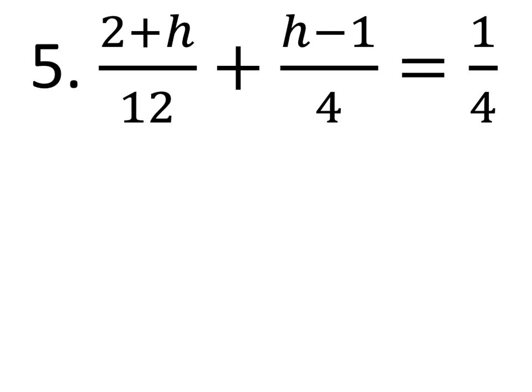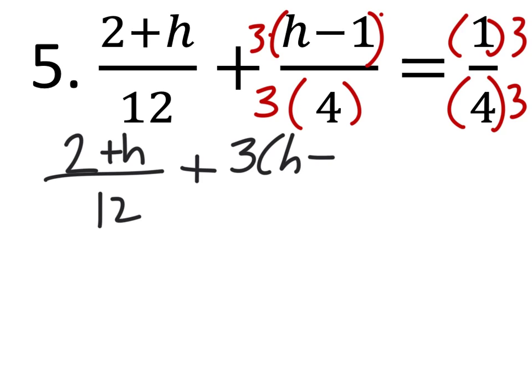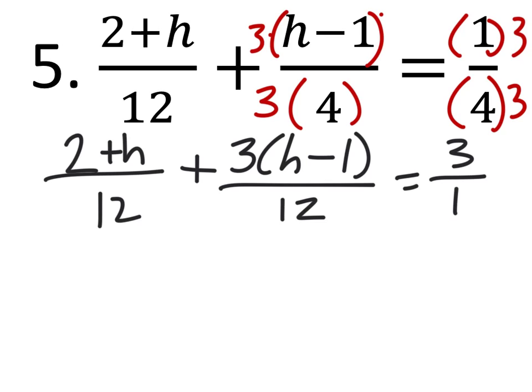So we can see if we just want to find a common denominator on this, which would be quite nice. Our lowest common denominator is 12, so if I multiply this expression by 3, that 3 is going to apply to both the h and the minus 1. And I'll multiply the 4 by 3 as well. And I'll do the same thing on this fraction as well. So this should give me a common denominator of 12. I've got 2 plus h over 12 plus 3 times quantity h minus 1 over 12 equals 3 over 12.